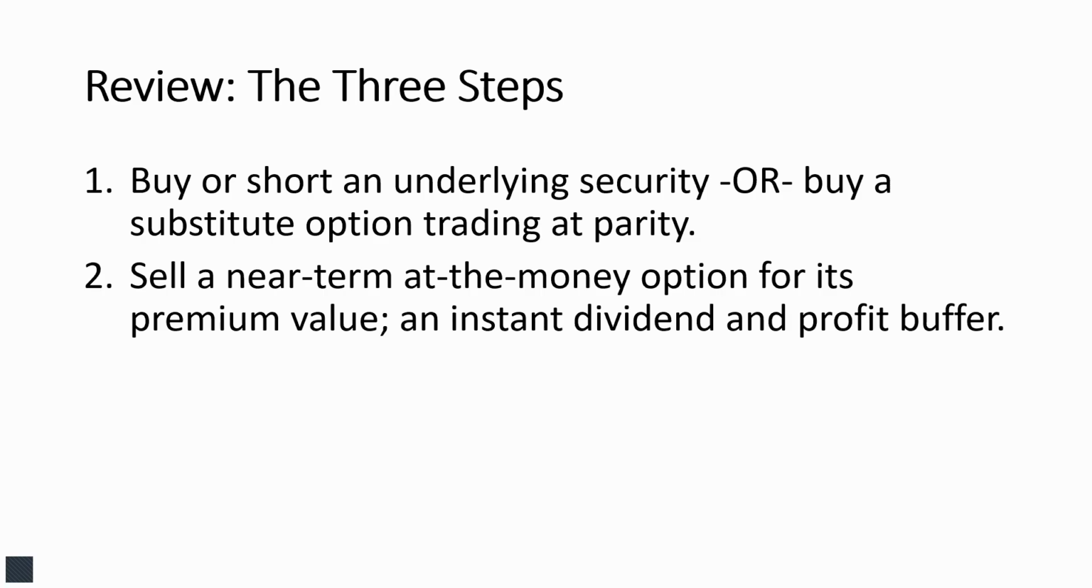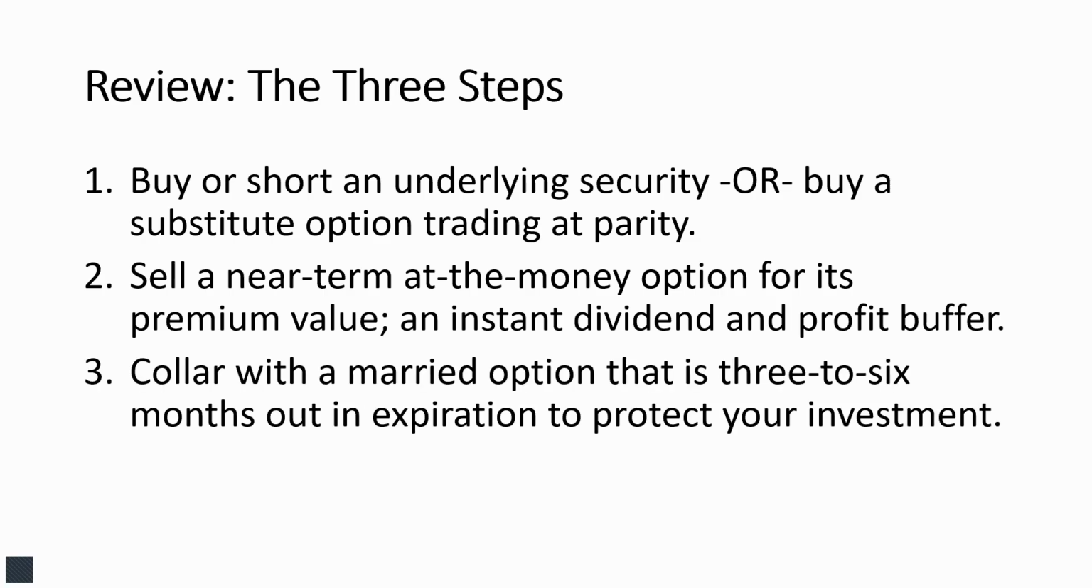Next, you're going to sell a near term at the money option for its premium value. You're going to create that instant dividend and that profit buffer. And finally, you're going to collar the whole thing with a married option that is 3 to 6 months out in expiration to protect your investment. It's those 3 steps.